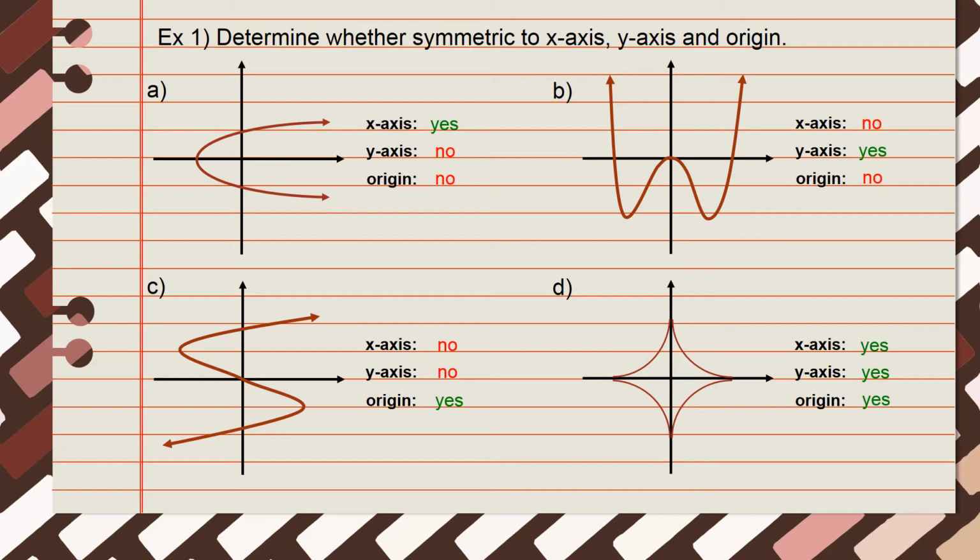So notice we've looked at several examples. It could be yes to one and no to the others, or it could be any combination of yeses and nos. But what happens if we don't have a graph? We only have an equation. Well, let's look.